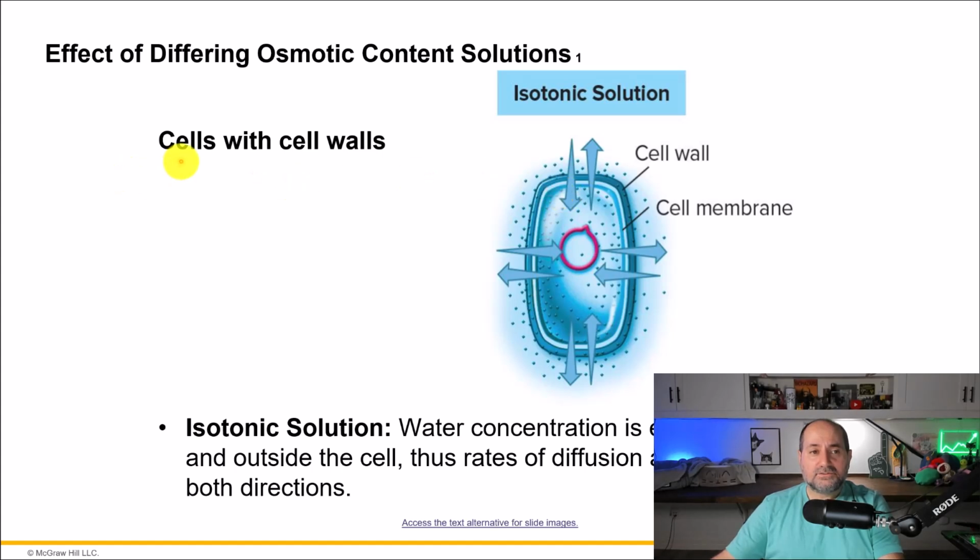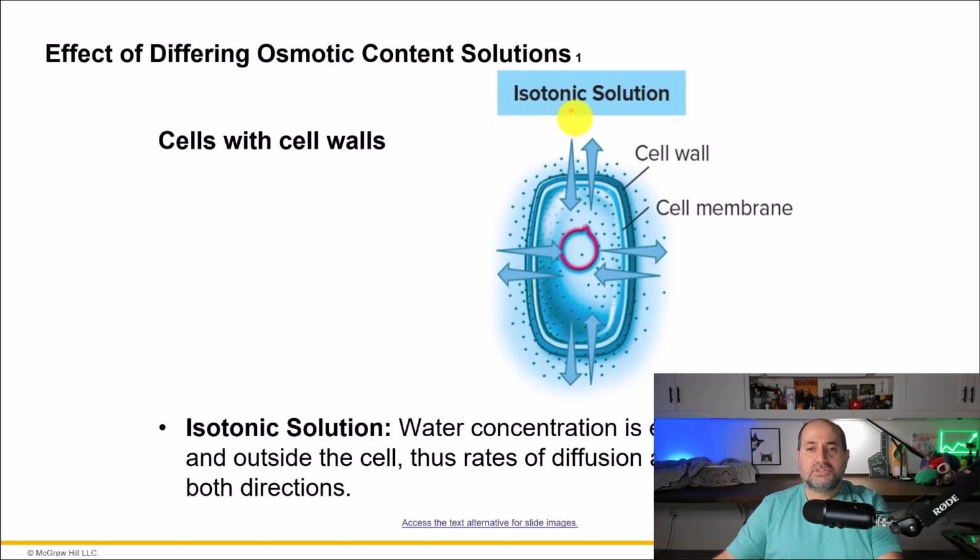If we have cells, let's talk about cells with cell walls, right? This means that you have some kind of cell wall outside of the cell membrane, like fungi do, algae have cell walls, right? In this case, in an isotonic environment, water is going to neither net flow into the cell nor net flow out of the cell, because the solute concentration is already equal inside of the cell and outside of the cell.